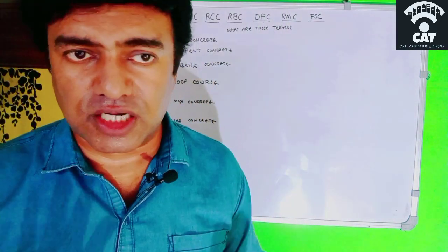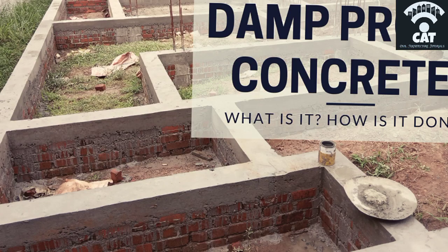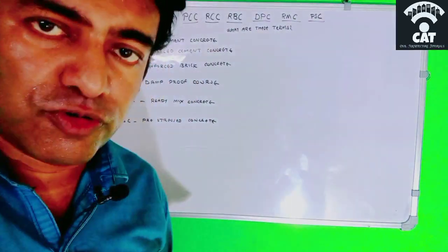Now comes DPC. DPC is called damp proof course. Actually, it is not a structural member. It cannot bear any weight. The damp proof course prevents the dampness from the substructure from going into the superstructure. So it is a layer of PCC concrete mixed with waterproof compounds, which we lay on the basement, so that it will prevent the dampness from coming from the basement to the wall surface. So that is called damp proof course. I think you are more familiar with the damp proof course.